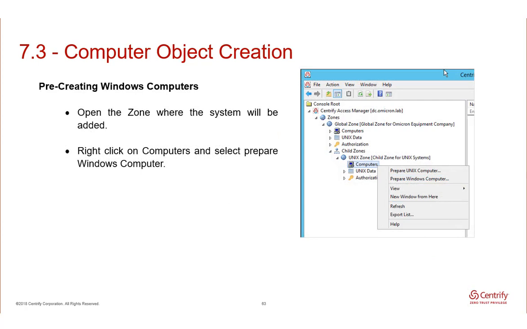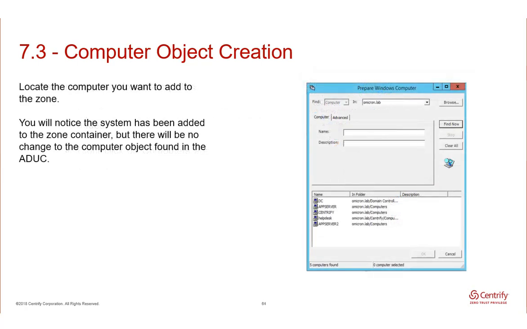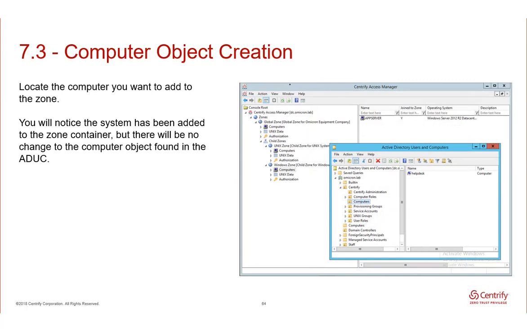Now, pre-creating Windows systems is going to be a little bit different. We'll still use the zone where the system is going to be added, and we'll prepare a Windows computer. The difference is we'll need to locate the computer within the Active Directory structure. You'll notice that the system has been added to the zone control container, but there will be no change to the computer object found in ADUC. It'll simply be a linked reference to the container.